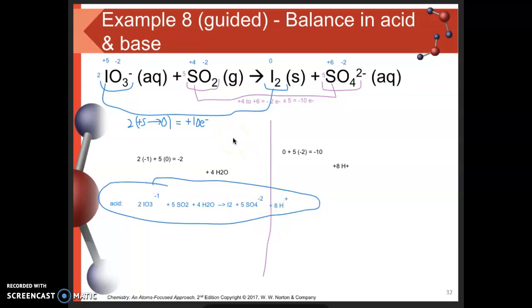Now, if I'm in basic solution, all that's different is how we treat this step here in the middle. So just to reset, I had, let's get a different color here.